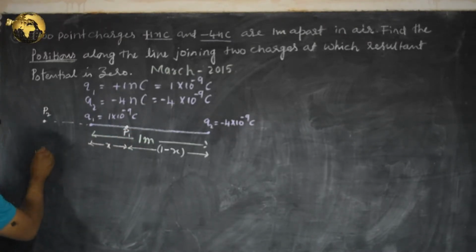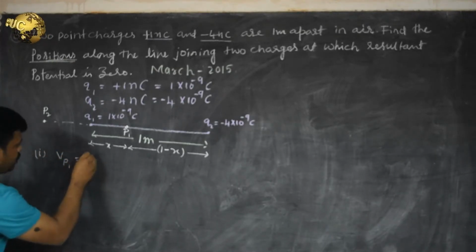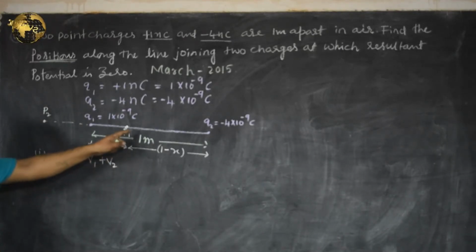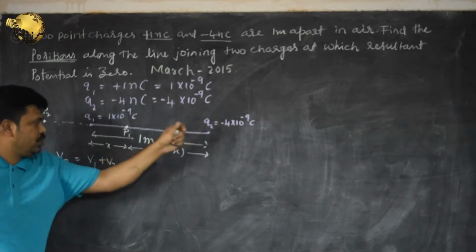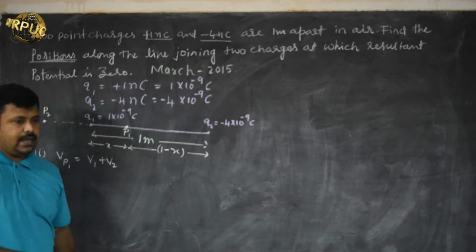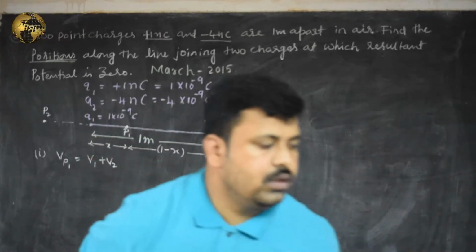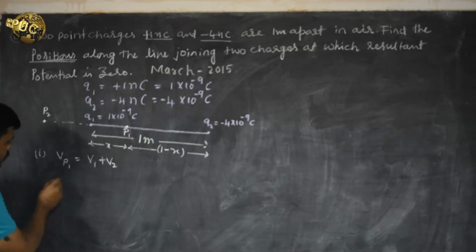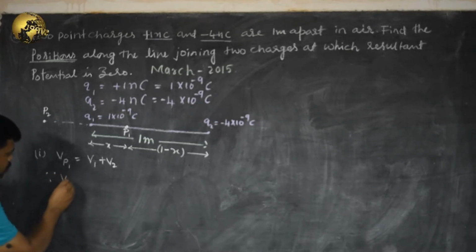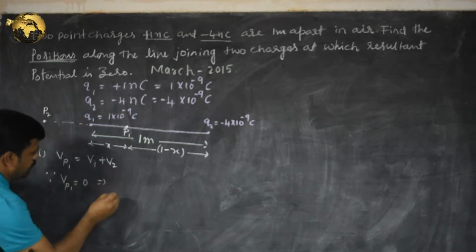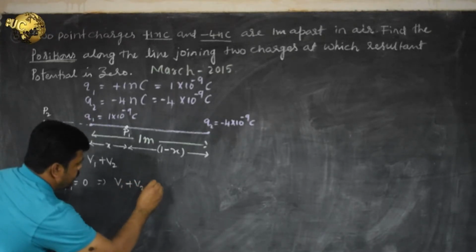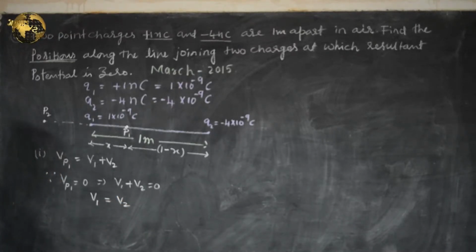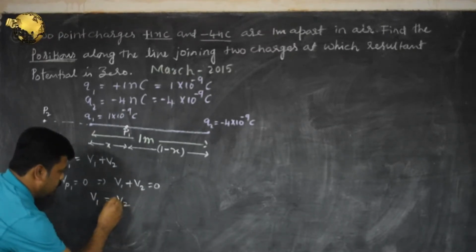So for this case 1, Vp1 is equal to V1 plus V2. V1 is the potential at P1 due to Q1, and V2 is the potential at P1 due to Q2, as they obey the superposition principle. So Vp1 is the point where potential is 0. That is, since Vp1 is equal to 0, which implies V1 plus V2 is equal to 0. Let us say V1 is equal to minus V2.